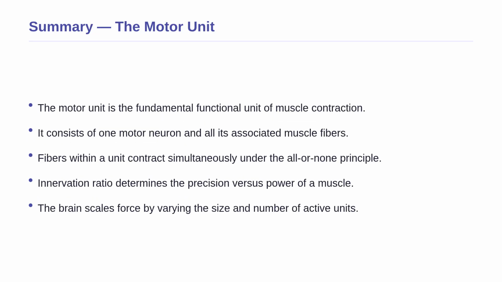To summarize our lecture, the motor unit is the absolute fundamental functional unit of muscle contraction. We learned that it consists of one single motor neuron and all its associated muscle fibers, which always contract together under the all or none principle. We also saw how the innervation ratio dictates whether a muscle is built for delicate precision or raw power. Finally, through Henneman's size principle, we understand how the nervous system precisely scales the force of our movements.